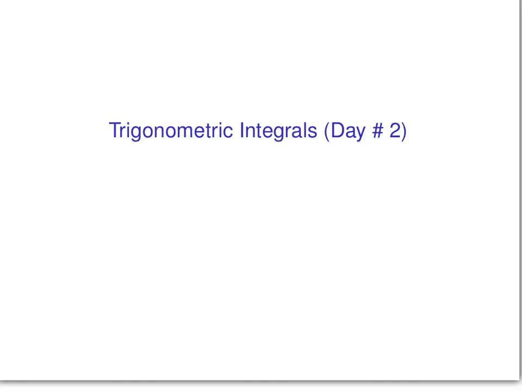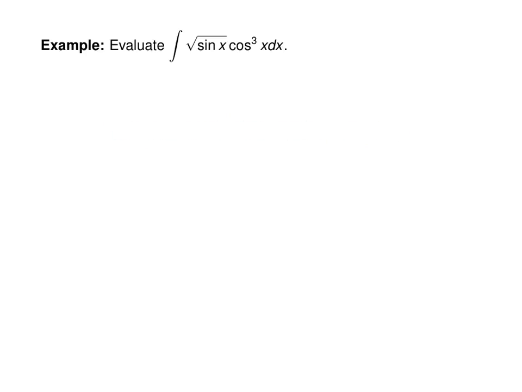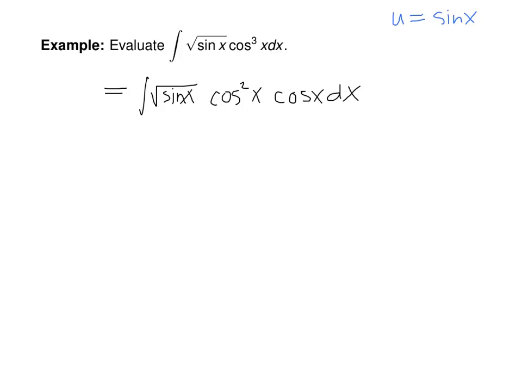In this lesson, we will continue with our study of trigonometric integrals. So first, evaluate the integral of the square root of sine x times cosine cubed x. I think the goal here should be to let u equal sine of x. So take that cosine cubed and save a cosine. We'll write it as root sine x times cosine squared x times cosine of x dx.